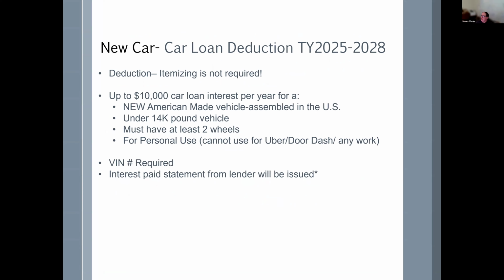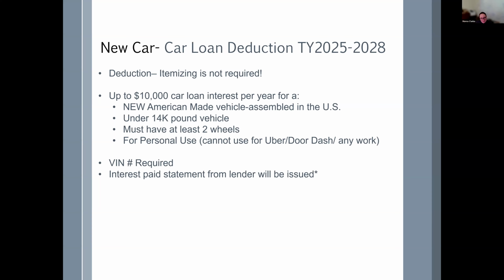All right. Oh, I forgot my big orange splat. All right, so we have a new car loan deduction that is new as a part of the OB3. The idea for this one is that congratulations, you bought a car and that car was American made, or at least American assembled here in the United States. It's got some other requirements about how many wheels and how big it is. It must be for personal use.